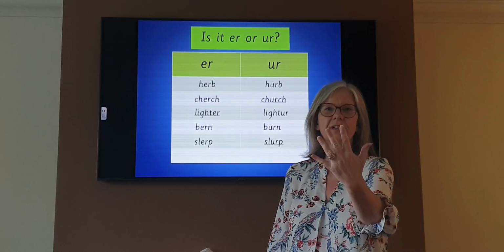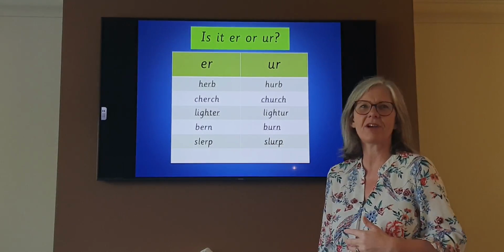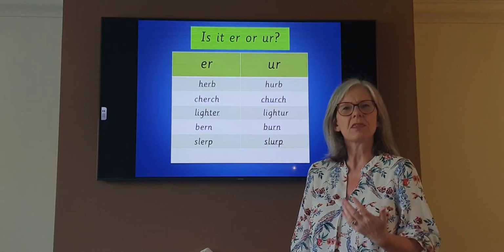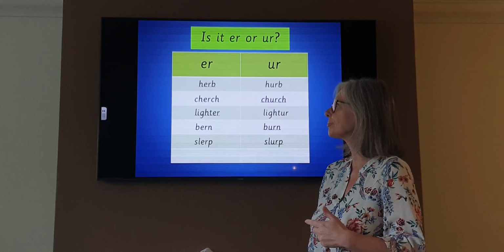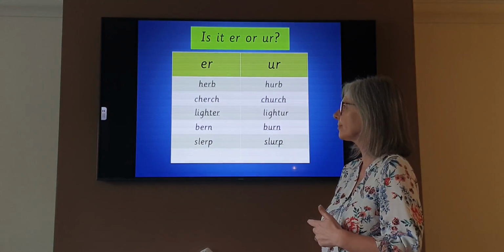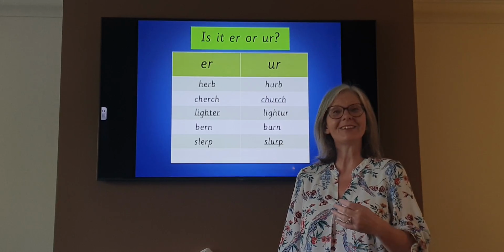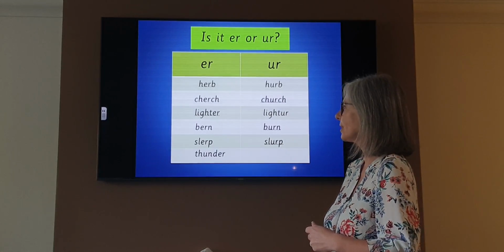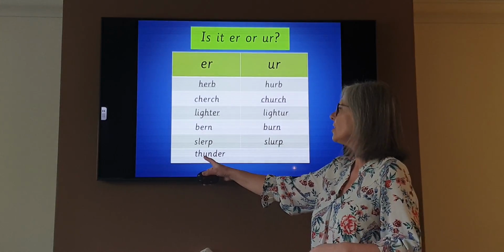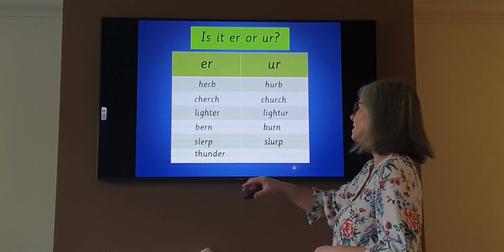Thunder. See if you can write it down using the correct grapheme. Thunder. Sound toolkit to your paper. Okay, 5, 4, 3, 2, 1. Let's have a look. Sound toolkit with me. Thunder. Let's look at the other one.